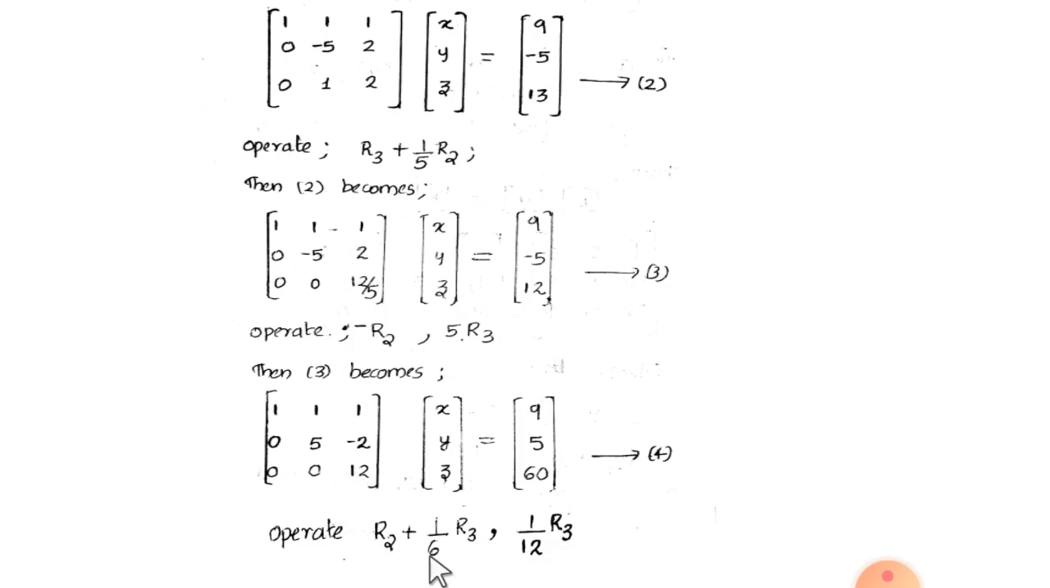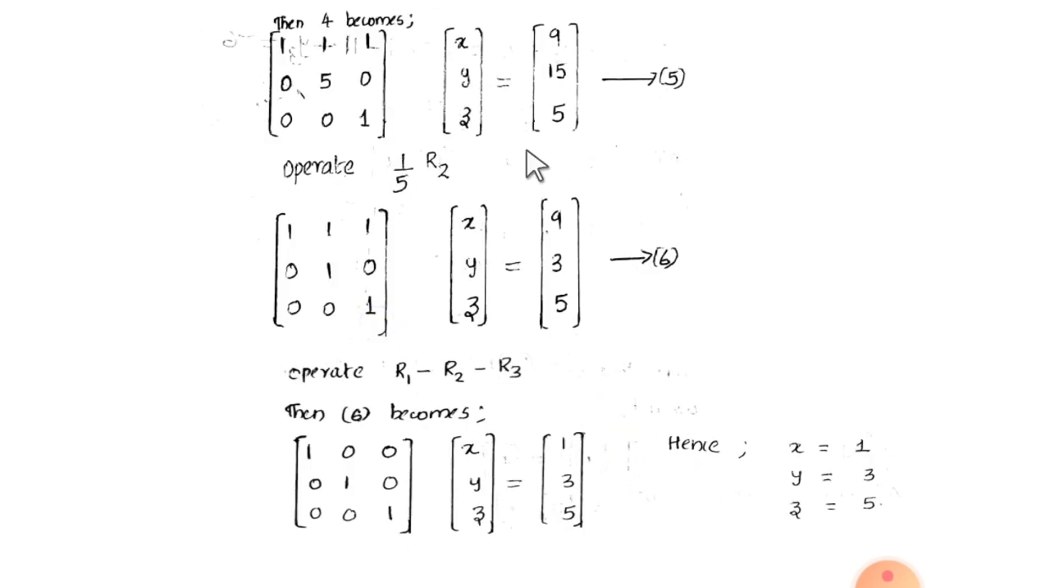Again you are applying row transformation, that is to make this element as 1. So you are applying row transformation, that is R3 transforms to 1 by 12 R3 and R2 transforms to R2 plus 1 by 6 of R3. Thus this equation 4 becomes like this. Again you are applying transformation in order to make this as 1. So applying that you will get 1 by 5 R2. By operating it you can get it like this.